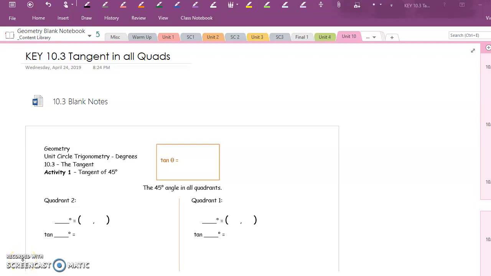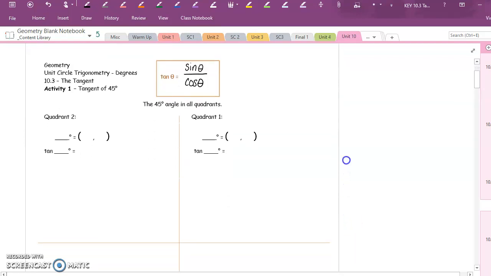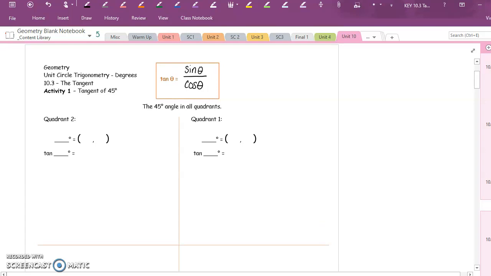We will now begin tangent in all quadrants. And when you learned SOHCAHTOA last week, you know that tangent is the opposite over the adjacent. Now, the opposite over the adjacent happens to be the same as taking your sine divided by cosine. And that's exactly what we're going to be doing as we go through each of the quadrants with our different reference angles of 45 degrees, 30 degrees, 60 degrees, and then we'll take a look at the axes.